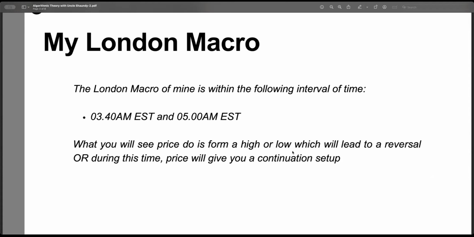Now, there are very specific signatures that you will need to understand in order to put this into greater use. To put this into the most optimal use, you will have to study my one-on-one content, which is only accessible through me. If not, you can still do something with this piece of information, the 3:40 a.m. EST to 5 a.m. EST time interval.